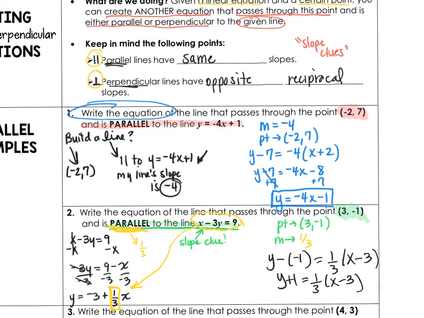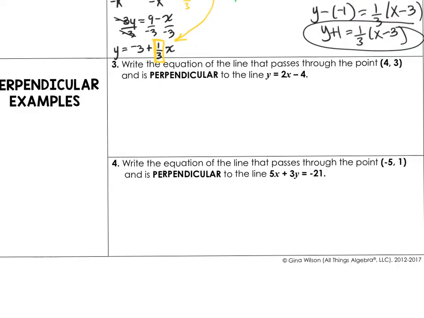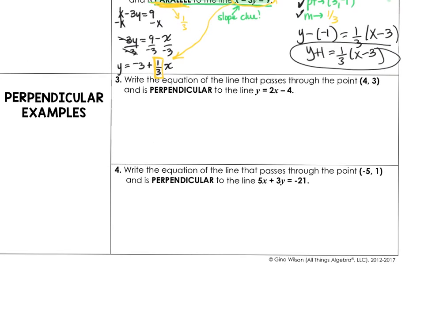Now, why did I put it in point-slope form? Because I was given a point and a slope. And now you will switch it into y equals mx plus b format. So you follow the same process for perpendicular lines. The only thing is that for perpendicular, remember that the slopes are opposite reciprocals.